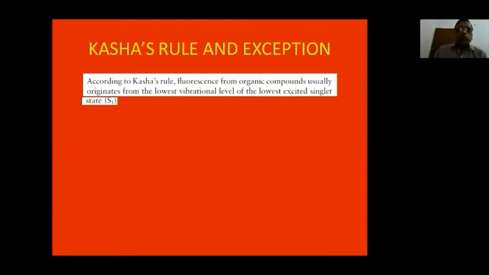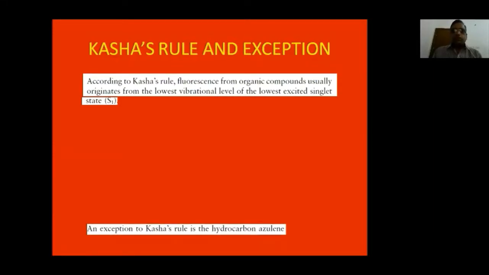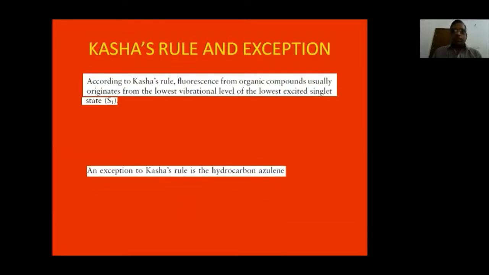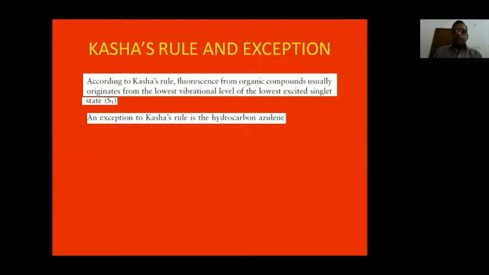Kasha's rule tells you that fluorescence deactivation in an organic molecule always happens from the zero vibrational level of the first excited singlet state. But there is an exception to this rule. This is basically a hydrocarbon molecule, azulene. The structure is a fused ring system molecule.